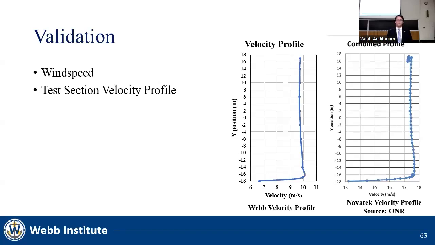After the motor controller was adjusted, a velocity profile of the wind tunnel was created. The Webb wind tunnel velocity profile can be seen on the left. This profile was made by moving the pitot tube in 4-inch increments and recording the wind speed at each point. Navitek conducted a similar velocity profile test when they had the wind tunnel, and it can be seen on the right. As you can see, the velocity profiles are very similar. This velocity profile can be used to determine an appropriate placement of the pitot tube, where it is out of the way while still remaining in the flow.